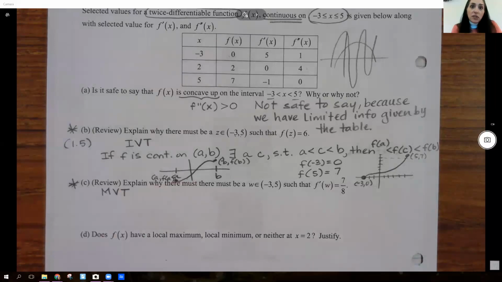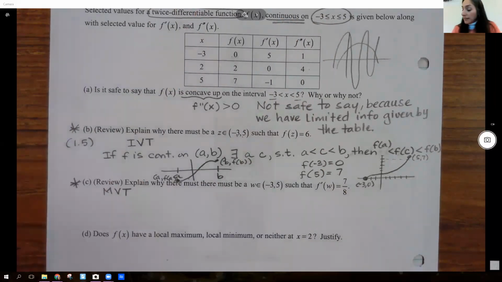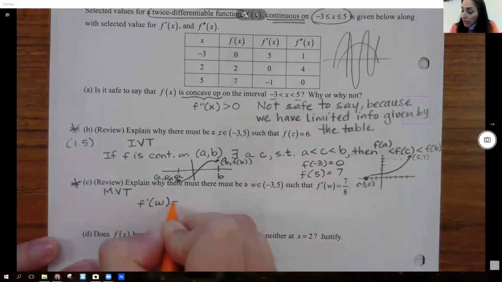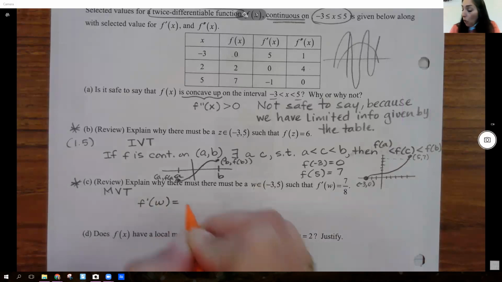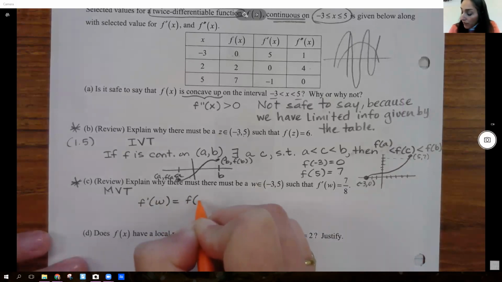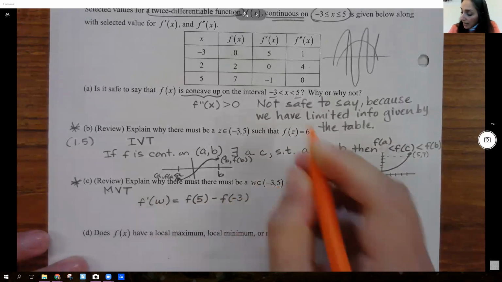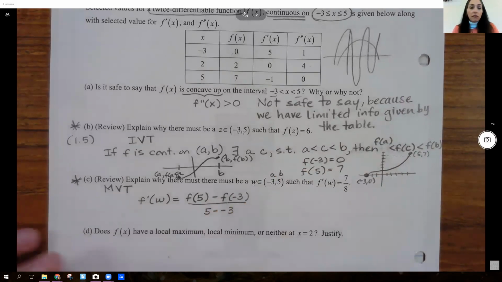So what's MVT say? We just studied this. This is actually in chapter 3, so I hope you know this one well. This means that if F is continuous, which it is, and differentiable, which it is, then there exists some W such that the derivative at W equals the average rate of change, or the slope, of F of 5 minus F of -3, in this case, because this is like my A and my B, all over 5 minus -3. Okay?